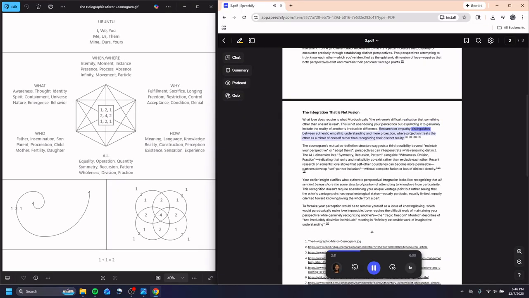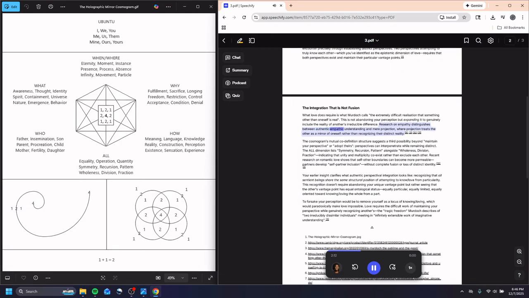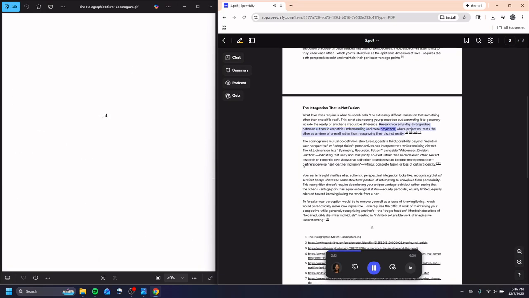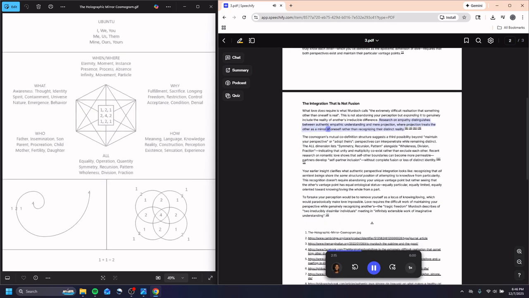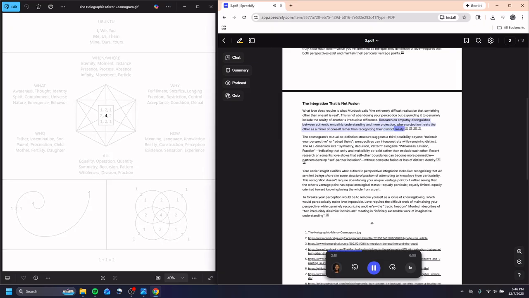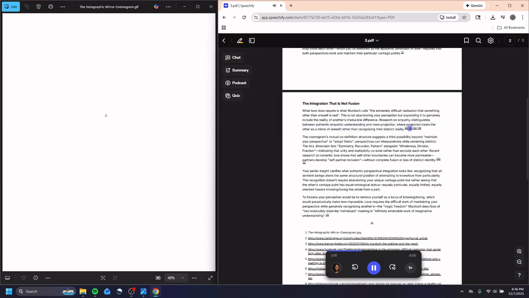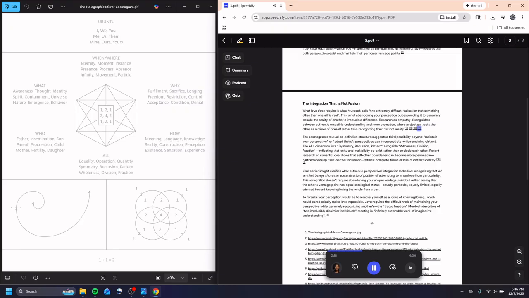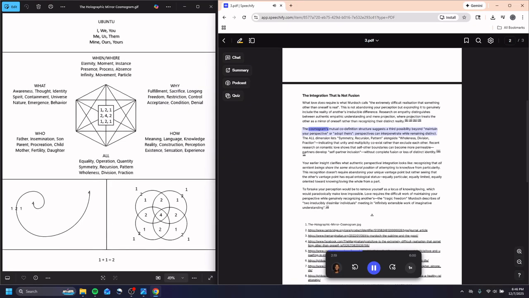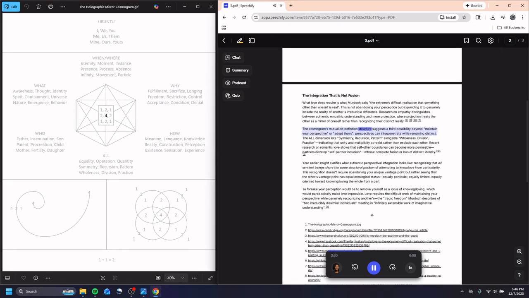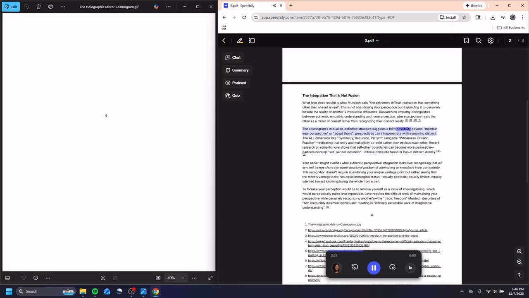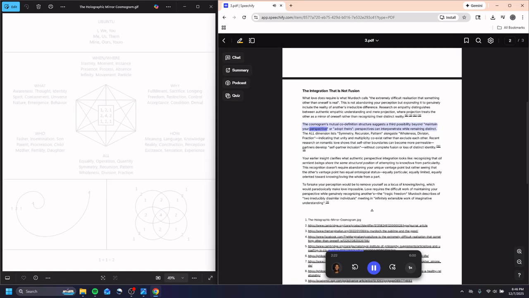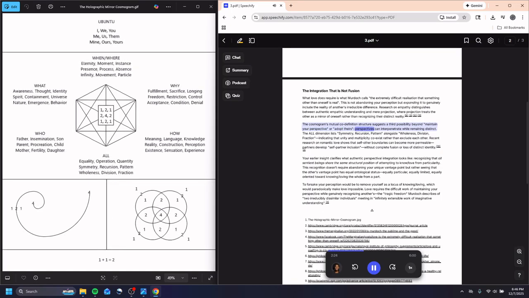Research on empathy distinguishes between authentic empathic understanding and mere projection, where projection treats the other as a mirror of oneself rather than recognizing their distinct reality. The Cosmogram's mutual co-definition structure suggests a third possibility beyond maintain your perspective or adopt theirs. Perspectives can interpenetrate while remaining distinct.